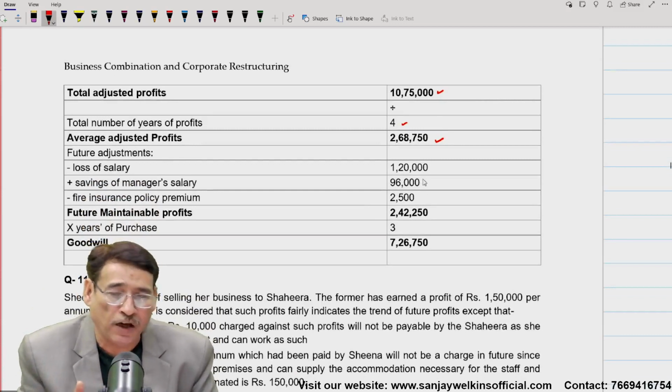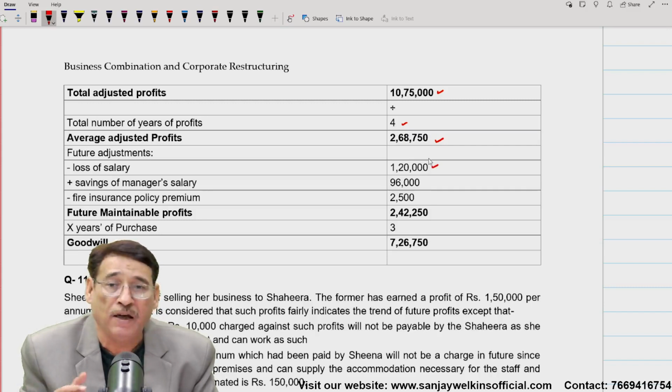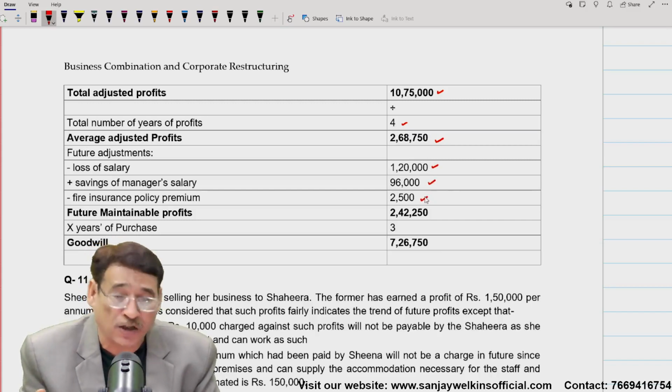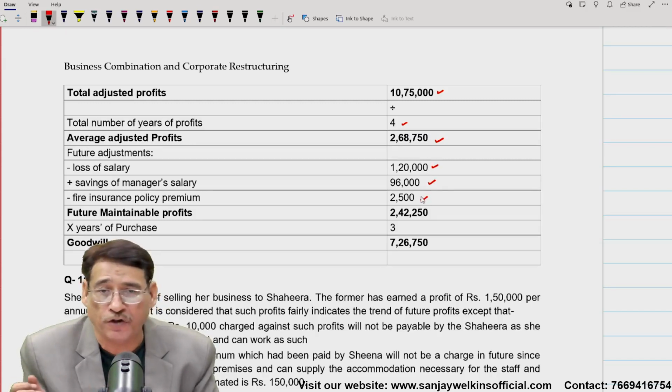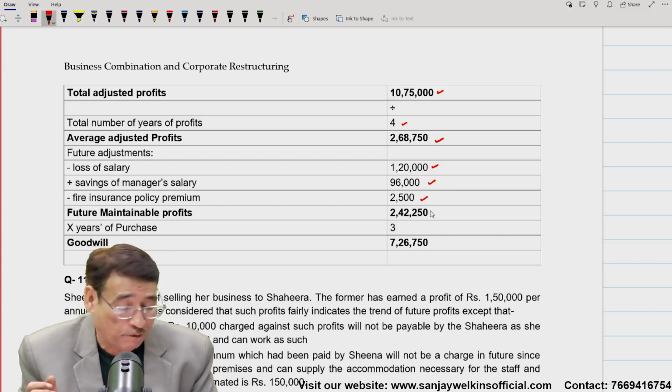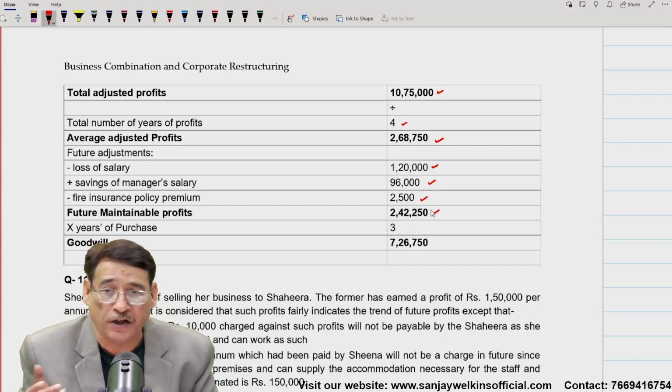And from here, we are going to do some future adjustment. For example, loss of salary will be considered as an opportunity loss, so it will be subtracted. But savings in manager salary is a future gain, so it will be added. And fire insurance policy premium, again, is a sort of future expense, so we will subtract it. After adjusting it, we will get future maintainable profits.